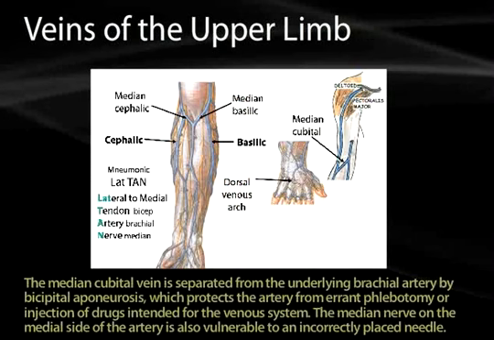Let's look briefly at the veins of the upper limb, since so many clinical things will happen where you'll be taking blood out of or putting medications and drugs into the venous architecture of the forearm. On the lateral side you have the cephalic system of veins of the forearm, and on the medial side you have the basilic system of veins. And they have many variations. One of the most common is the median cubital, which crosses from the cephalic over to the basilic.